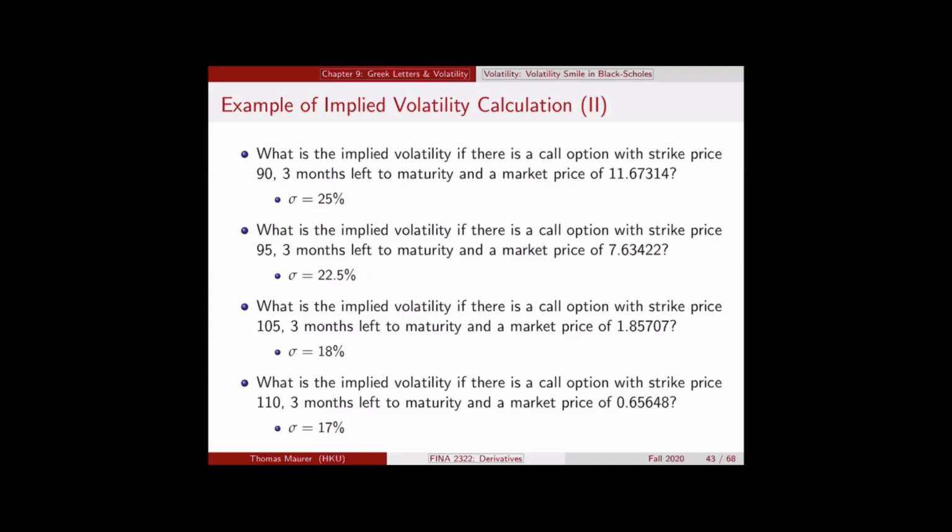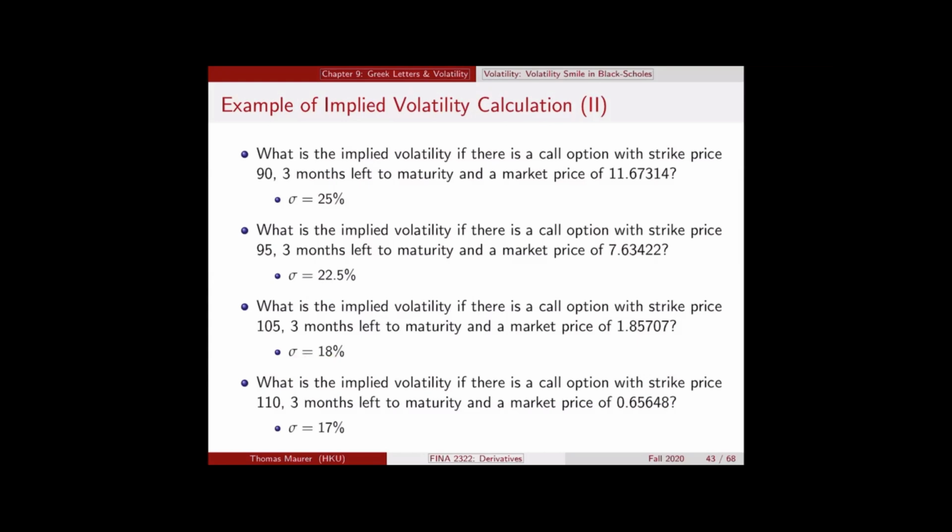Now if you do that for a strike price of $95 and 3 months left to maturity, let's suppose the call price is $7.63422. Then again, if you solve the nonlinear equation for sigma, it gives you a volatility of 22.5%. You can keep doing that for many different examples. Let's say we have an out of the money call option, strike price of $105, 3 months left to maturity, with a price of $1.85707. That gives you an implied volatility of 18%.